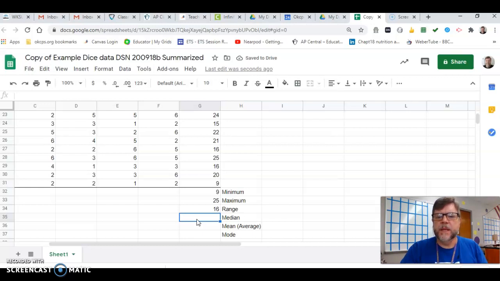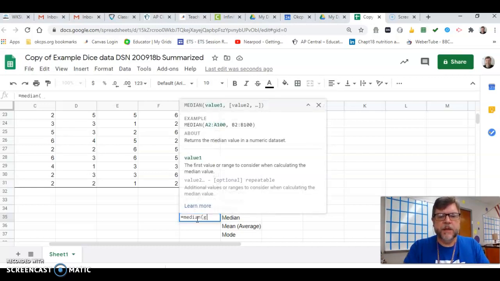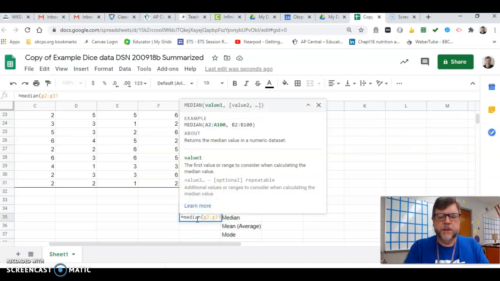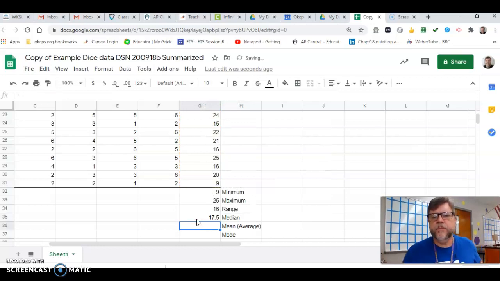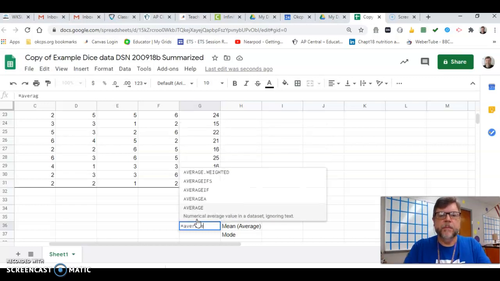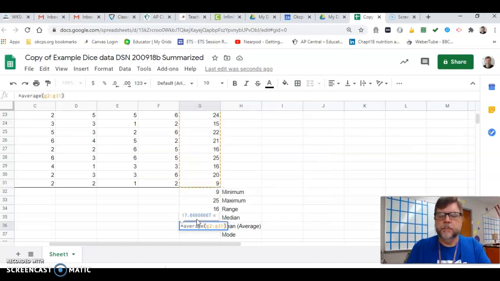Median, again, there's a formula for that. Equals median. And again, the range of cells that we wanted to find the median value for is between cell G2 and cell G31. And so our median is 17.5. All right. Our mean, we use the formula equals average. And again, the range of those cells is G2 to G31. And then the mode.